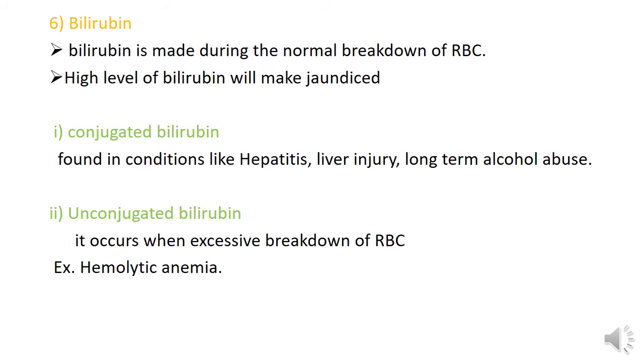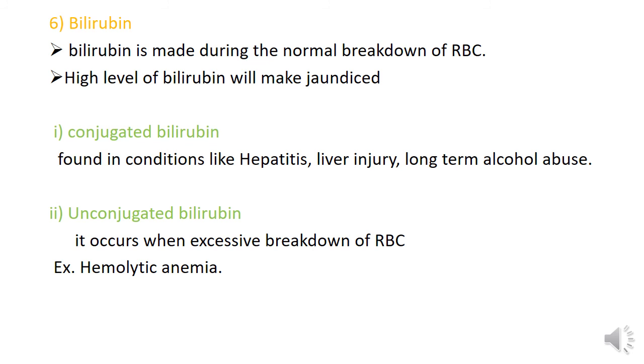But what is bilirubin? Bilirubin is made during the normal breakdown of RBC. When the complete life cycle of RBC occurs, the breakdown takes place in the liver, and a high level of bilirubin causes jaundice. If the level of bilirubin increases, it means jaundice is present.